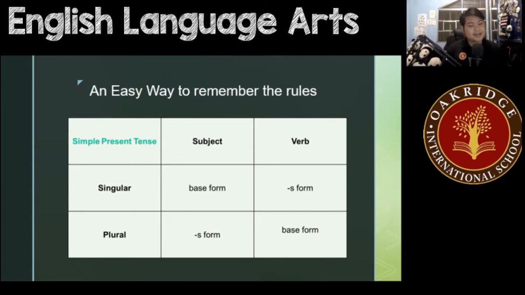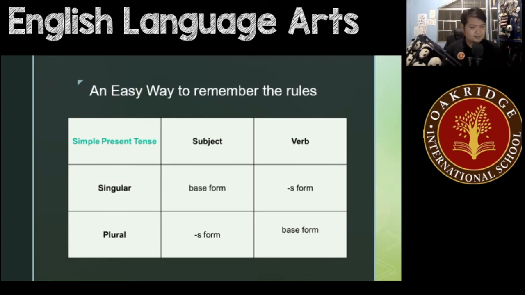Now, the S form is adding S or ES, or it works like the S form for nouns, wherein if it ends in Y and it precedes a vowel, then just add S. But if it precedes a consonant, change Y to I and then add ES, right? Okay. And if the subject is plural, then it would follow the S form, like we've already discussed before, the plural form of nouns. Okay. And if the subject is plural, then the verb has to be in its base form.